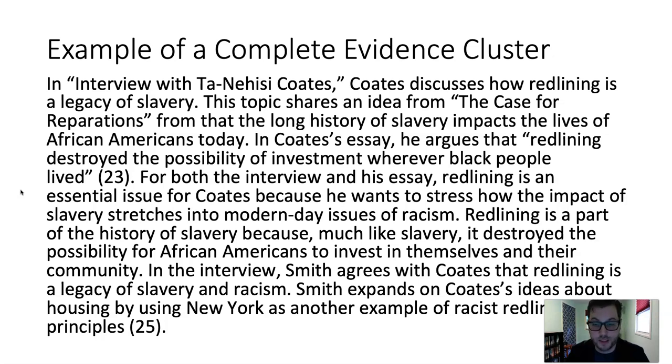For both the interview and his essay, redlining is an essential issue for Coates because he wants to stress how the impact of slavery stretches into modern-day issues of racism. Redlining is a part of the history of slavery because, much like slavery, it destroyed the possibility for African Americans to invest in themselves and their community. In the interview, Smith agrees with Coates that redlining is a legacy of slavery and racism. Smith expands on Coates' ideas about housing by using New York as another example of racist redlining principles.